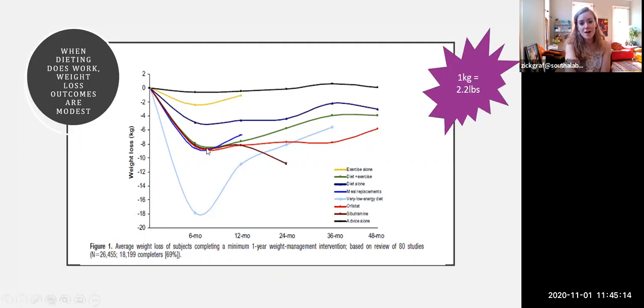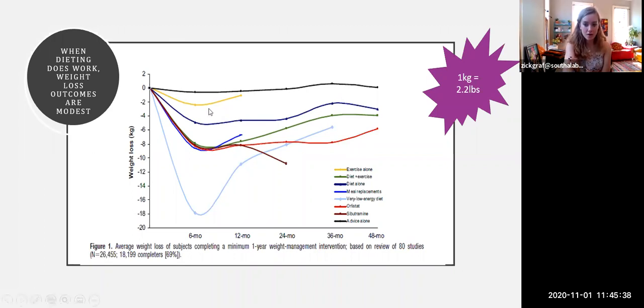But for the majority of diets, the initial weight loss that comes from the active phase of the diet isn't really maintained over time. And the longer you follow people after a weight loss effort, the more likely they are to have returned to their baseline weight. What the black line is showing is basically a control condition. So this is people with obesity and overweight who were advised by their doctors to lose weight. As you can see, that does not work at all.